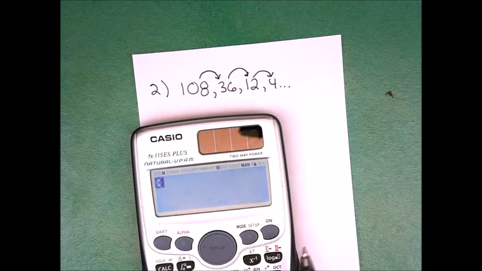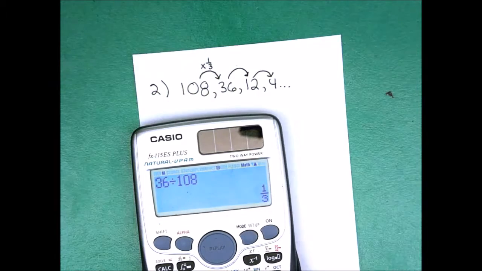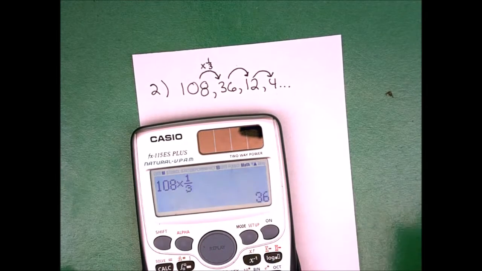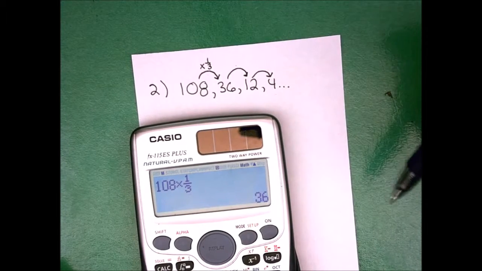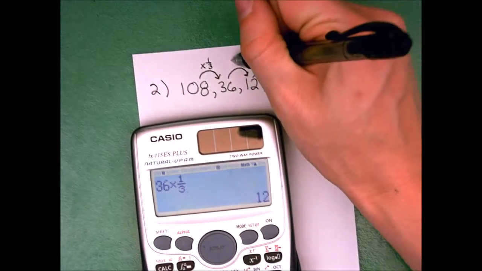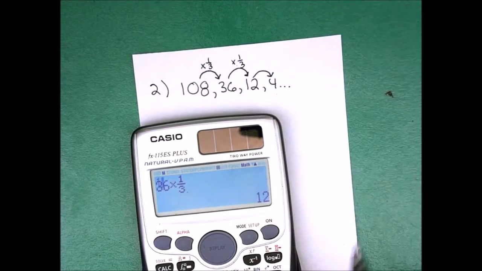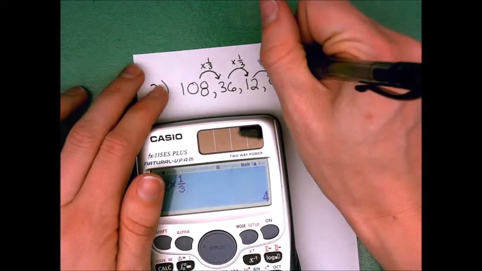I'm going to do 36 divided by 108. And I get 1/3. And so I know that 108 times 1/3 gives me 36. In fact, I can check that really quickly just to double check. And I get, sure enough, 108 times 1/3 is 36. And so then I'm hoping that 36 times 1/3 will give me 12. So let's find out. As I do 36 times 1/3, I get 12. And as I do 12 times 1/3, I get 4.